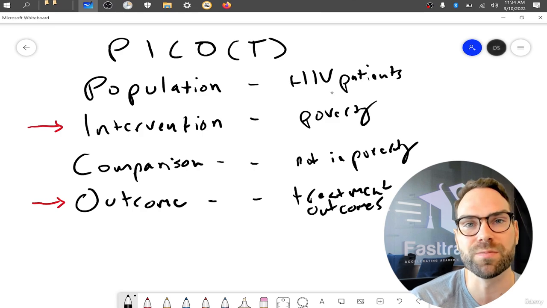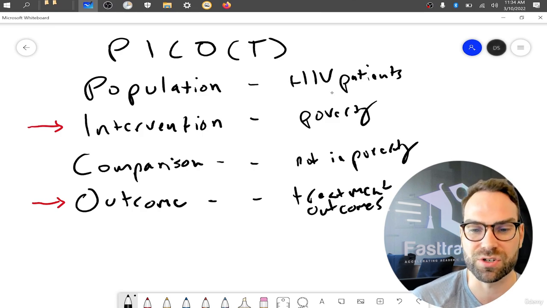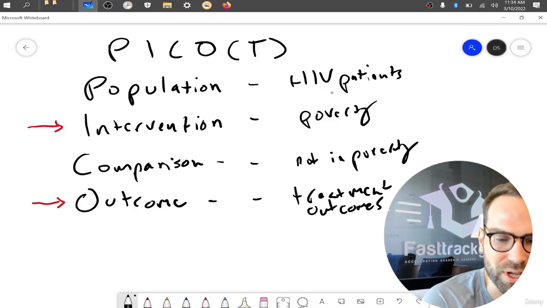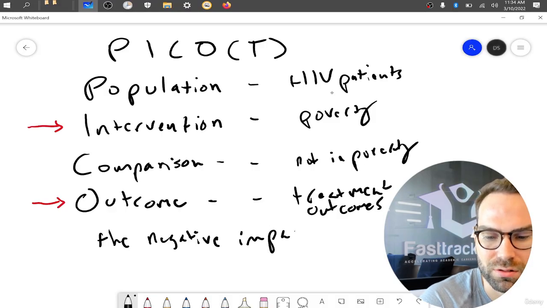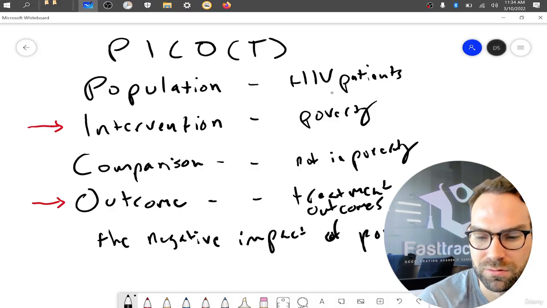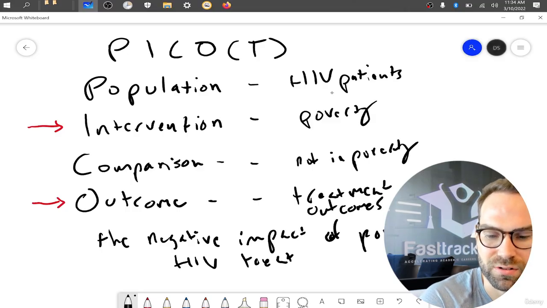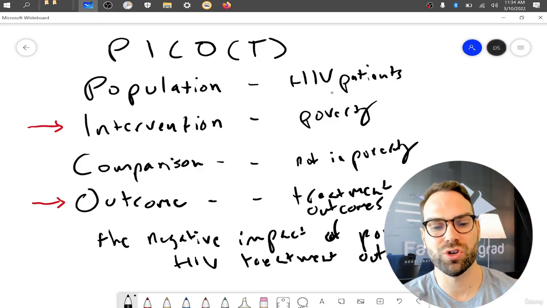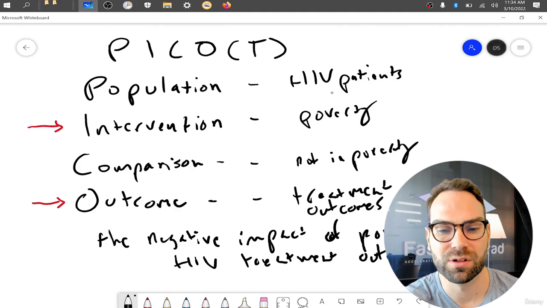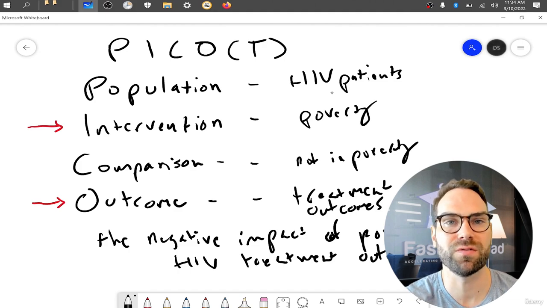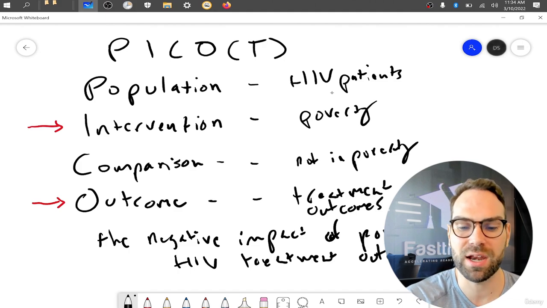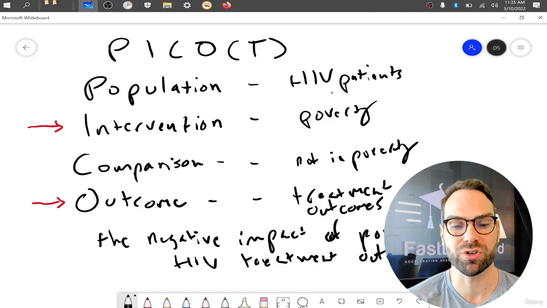Once you have these components in place, you can then begin to make your linking sentence. So in this case, I would be interested in the negative impact of poverty on HIV treatment outcomes. So you should be able to construct a sentence that brings together the main components of your PICO, so that anybody can look at this and be like, I understand completely what you're doing.